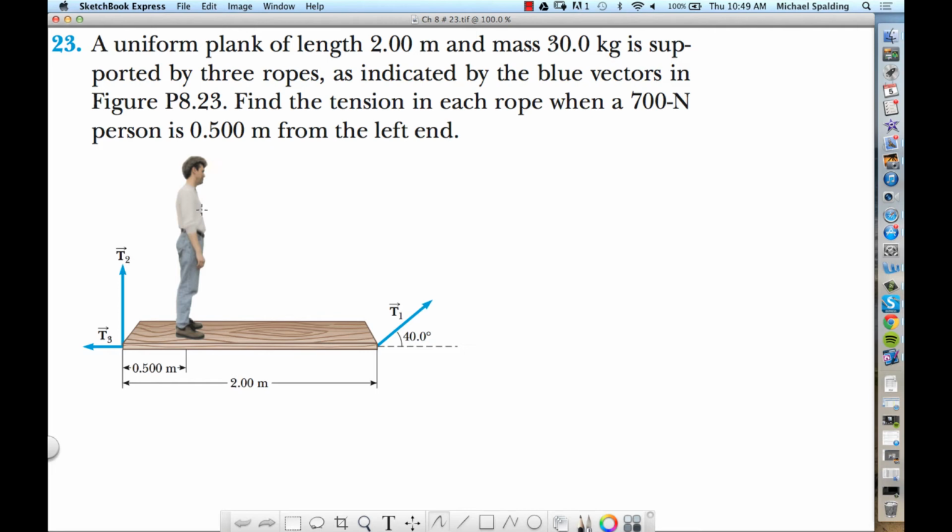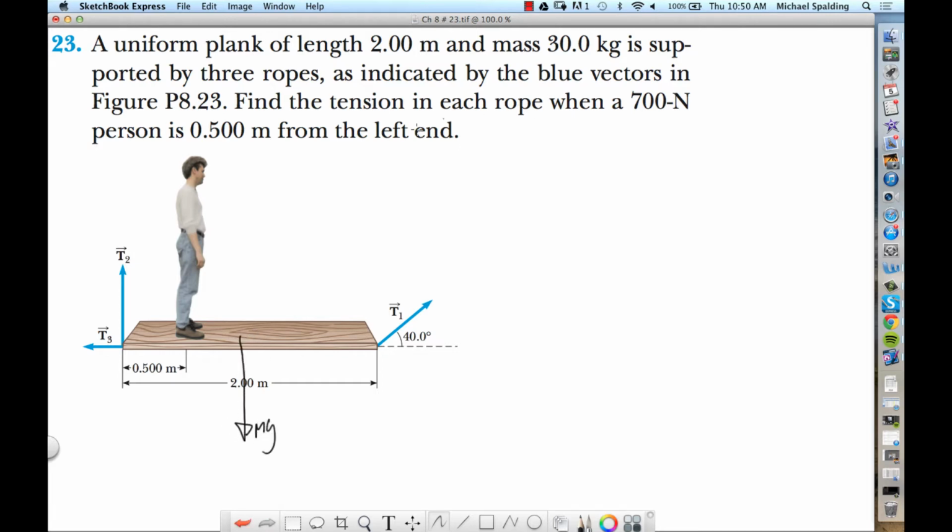So here's our situation for 23. We have this uniform plank, meaning it's the same from end to end, with a length of 2 meters, and its mass is 30 kilograms. Where are we going to draw in the weight of the plank? If it's nice and uniform, where do we put mg for the plank? Directly in the middle, right?